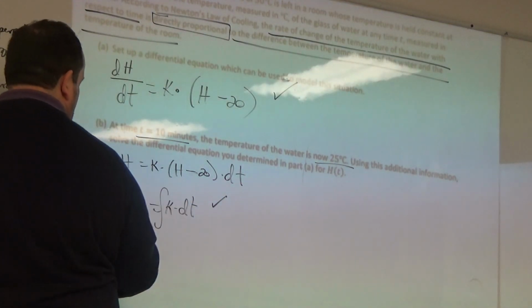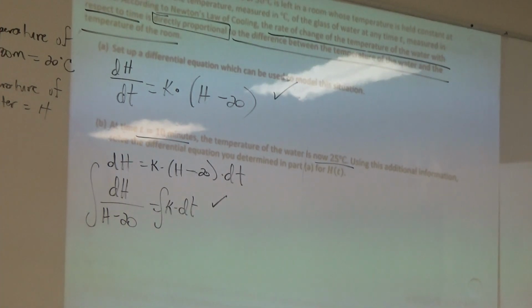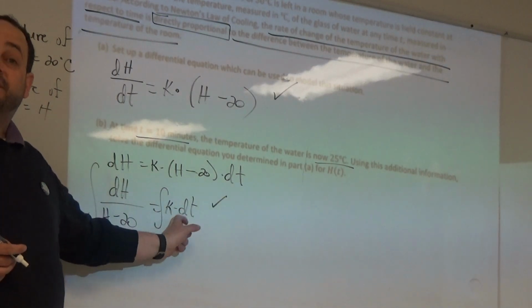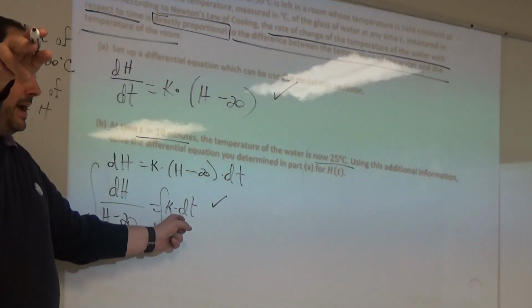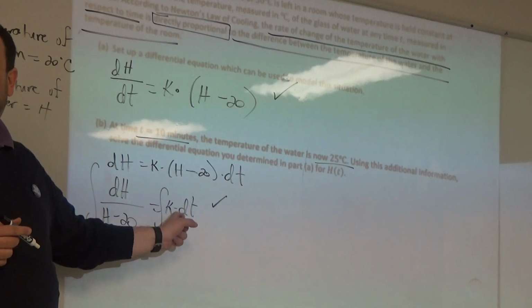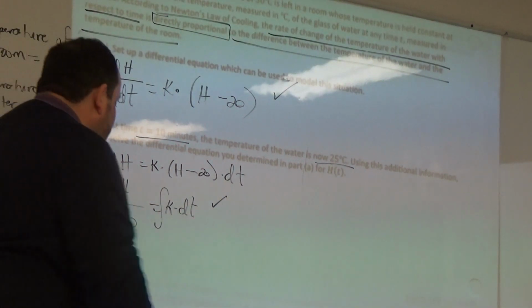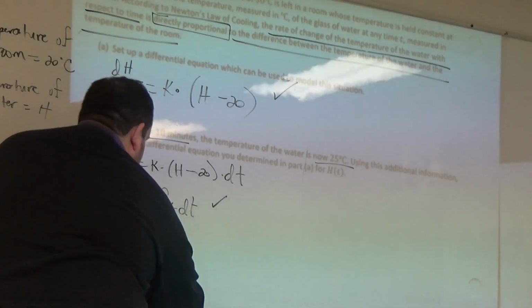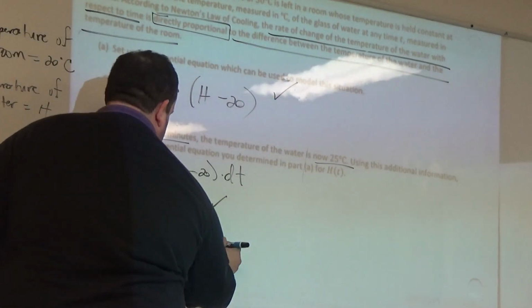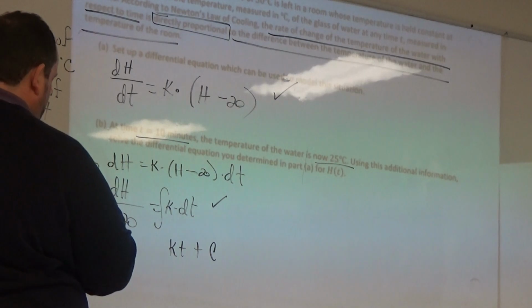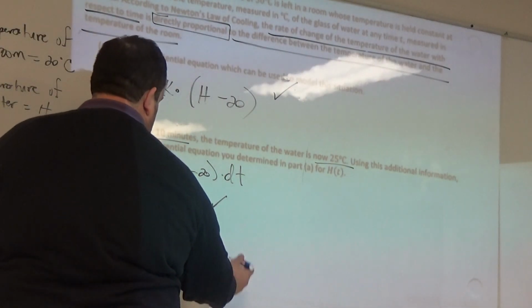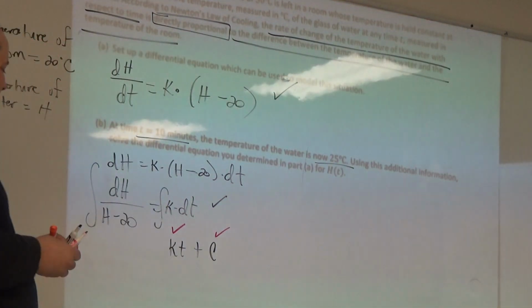Nice job. Integrate. One side's easier, start on that side. The integral of K dt. K is a constant. This has to be KT. Don't write that though. KT plus the constant. So a point for integrating correctly, a point for the C.